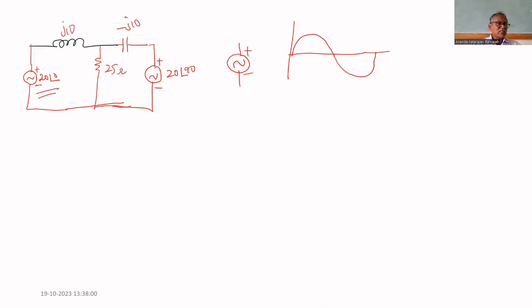Another thing is the 20 angle 0 and 20 angle 90. Suppose this is V1 and this is V2. The meaning is there is a phase shift between these two voltages, a phase shift of 90 degrees. The first signal starts at 0, and the second will start after an angle of pi by 2. That is the meaning. 20 angle 0, 20 angle 90.